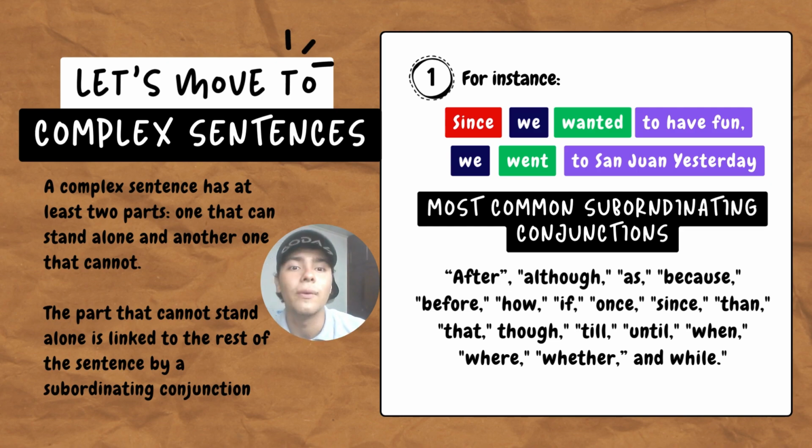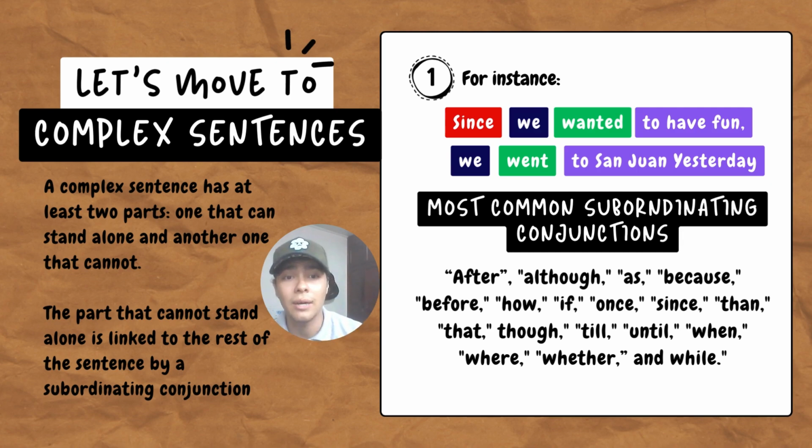with a comma. Here we have, for instance, "Since we wanted to have fun, we went to San Juan yesterday." Here we have the comma. So one clause depends on the other one. Now let's discover what the most common subordinating conjunctions are.